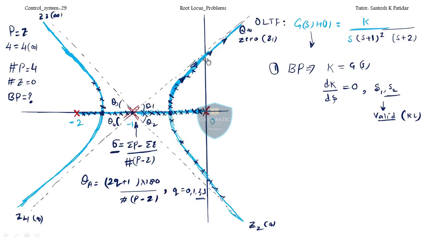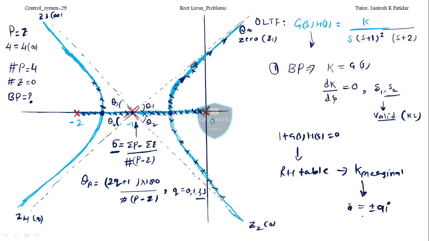Now one more thing will remain over here. See, this root locus diagram is going to intersect the imaginary axis also, and this thing also I can calculate. How to calculate this? I'll make the characteristic equation, 1 plus G(s)H(s). I'll frame this. Then I'll find out the RH table. In the RH table, I'll find K marginal, and then I'll find s in the form of plus minus jω, isn't it? So is there anything remaining? No, I think it's enough.